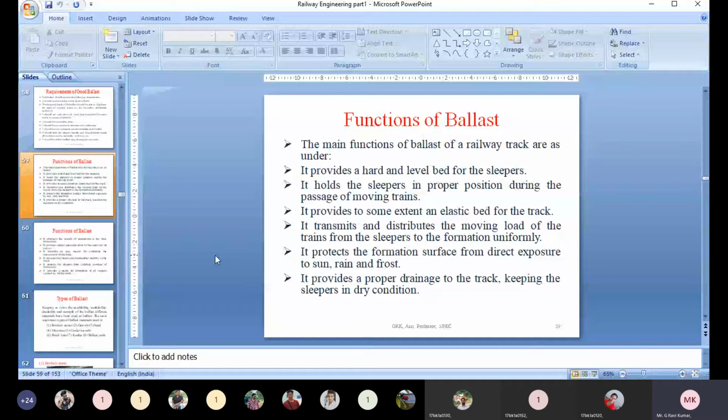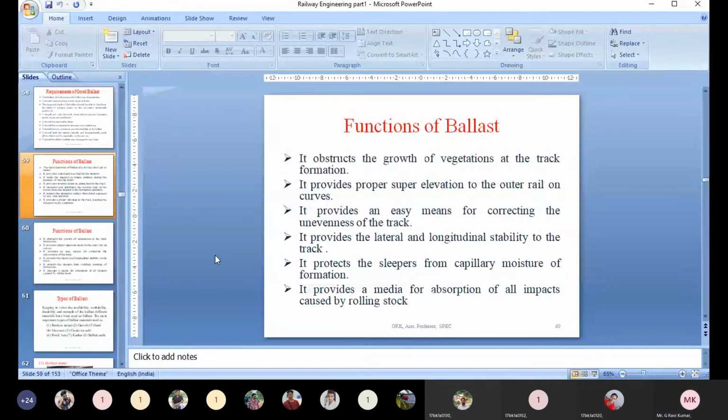It means the formation, the earth surface, is protected from direct exposure to sun, rain and frost, and it provides proper drainage to the track, and also it keeps the sleepers in dry condition. It also obstructs the growth of various vegetation, plants or grass within the railway track, and it provides proper super elevation in case of curves. It means in that way we need to provide ballast.